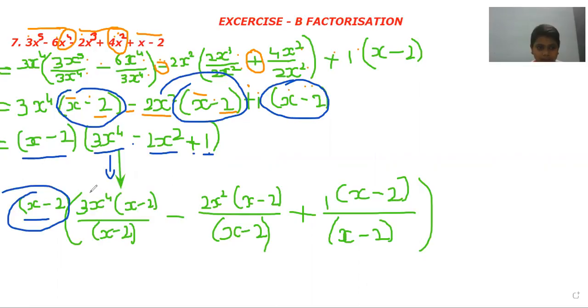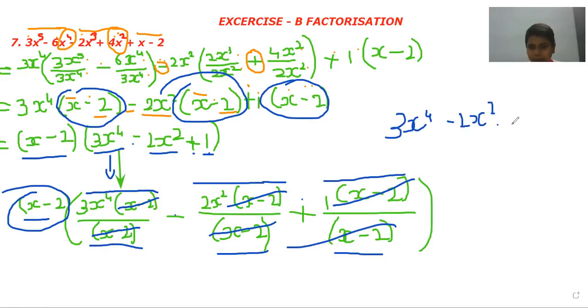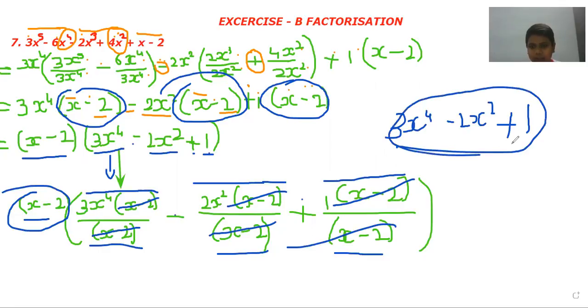We take 3x to the power 4 and x minus 2 divided by x minus 2, minus 2x square, x minus 2 divided by x minus 2, plus 1, x minus 2 divided by x minus 2. So here x minus 2 and x minus 2 cancel. Here too x minus 2 cancel. Here also x minus 2 and x minus 2 cancel. What is left in all the three terms? 3x to the power 4 minus 2x square plus 1. So this is our answer.